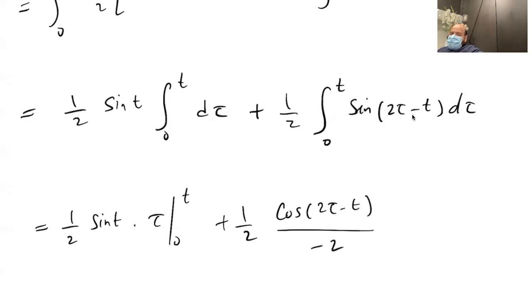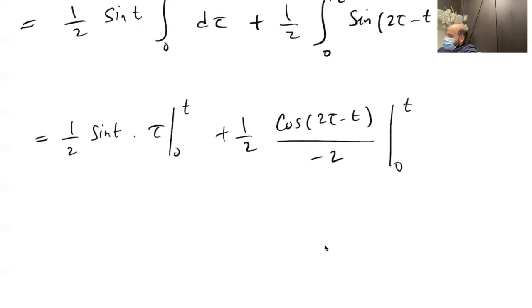divided by minus 2, because if I differentiate this function, I'll get minus 2 sine 2 tau minus t, and minus 2 will cancel out with minus 2. And I need to compute this between 0 and t. So then this will be 1/2 t sine t. And then I need to compute this one. Minus 1/4, I can take it out, minus 1/4. And then inside, I need to put t.